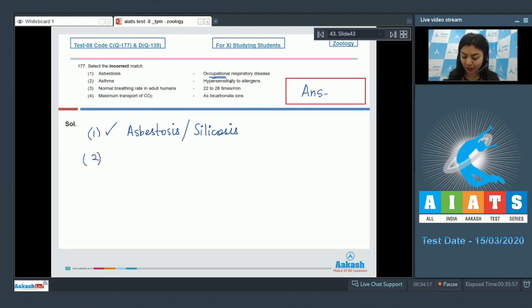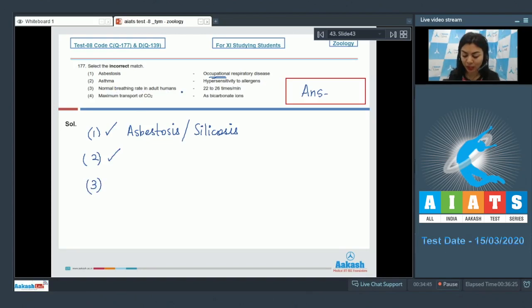Match 2, asthma with hypersensitivity to allergens. This is also a correct match. Asthma, which is characterized by wheezing or constriction of smooth muscles and bronchioles or the respiratory pathway, is indeed related to hypersensitivity to allergens. The allergens could be dust, pollen grains, mites, etc. Hence it is a correct match.